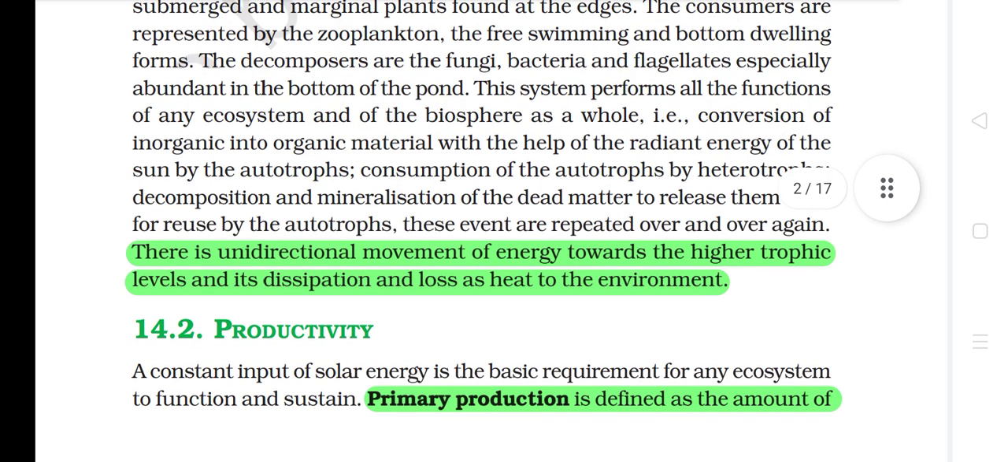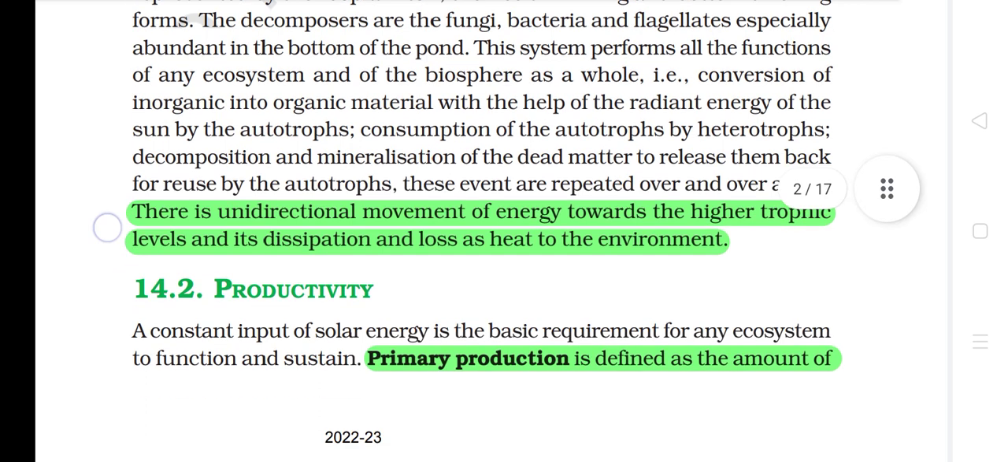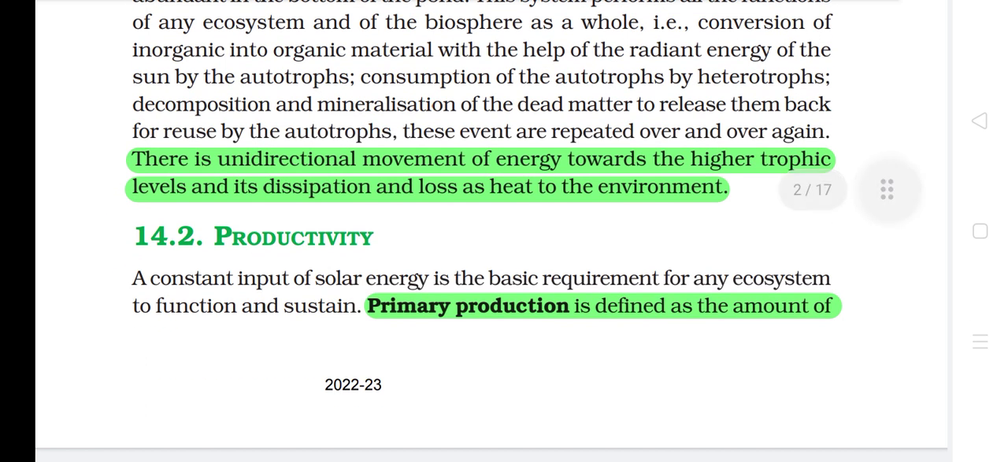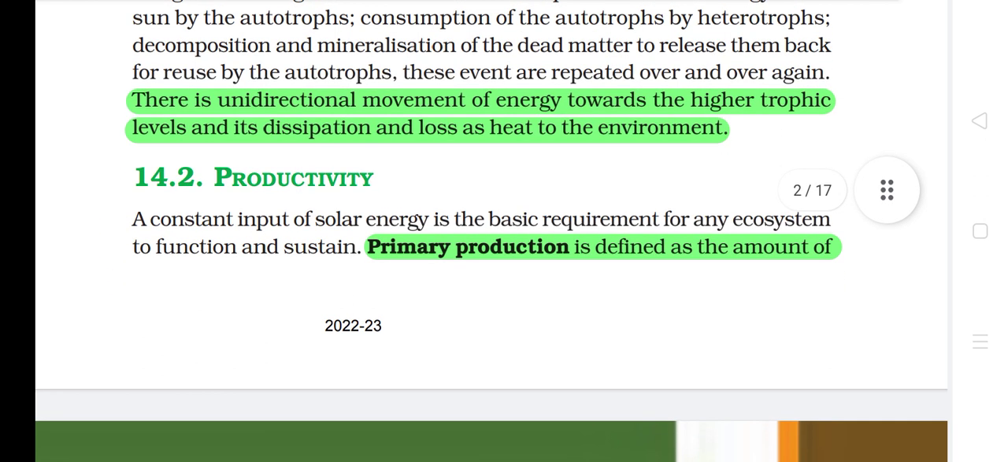This system performs all the functions of any ecosystem and of the biosphere as a whole, that is, conversion of inorganic into organic material with the help of the radiant energy of the sun by the autotrophs, consumption of the autotrophs by heterotrophs, and decomposition and mineralization of the dead matter to release them back for reuse by the autotrophs. These events are repeated over and over again. There is unidirectional movement of energy towards the higher trophic levels and its dissipation and loss as heat to the environment.